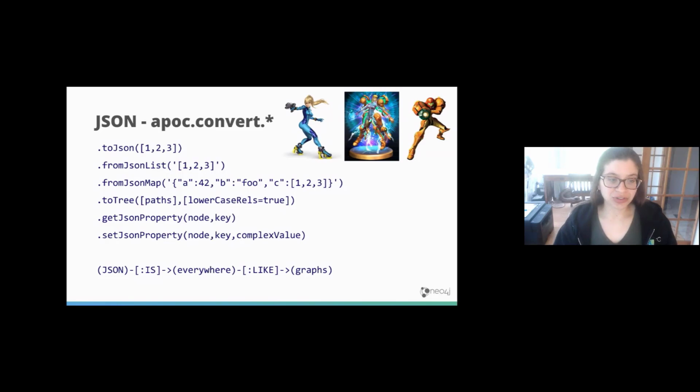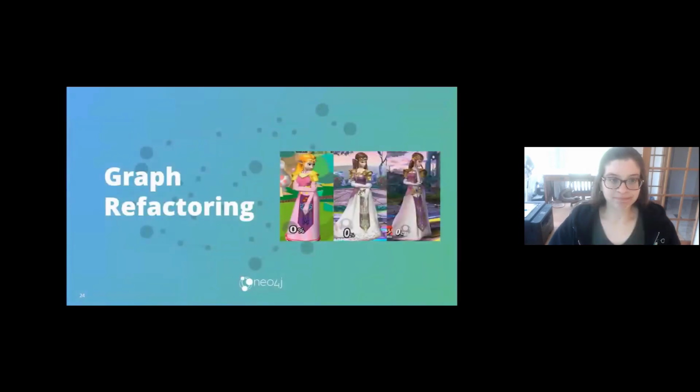You can deal with tree structures. You can get or set different JSON properties. So this is really, really helpful, especially when you're dealing with lots of web APIs, or maybe even flat files and things like that that use a lot of JSON. So again, lots of flexibility here when you deal with JSON types.